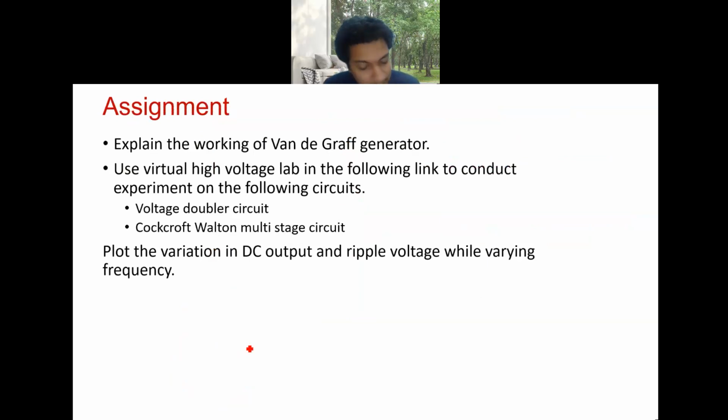So these are about high voltage DC generation, and then one more is the Van de Graaff generator. You already studied it in your higher secondary classes. The same procedure applies, and I have given some notes also. Your first assignment is to explain the working of the Van de Graaff generator. You can go a little further to understand how it is practically applied, and see what the applications of the Van de Graaff generator are.